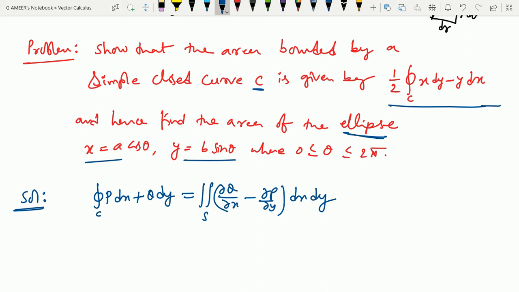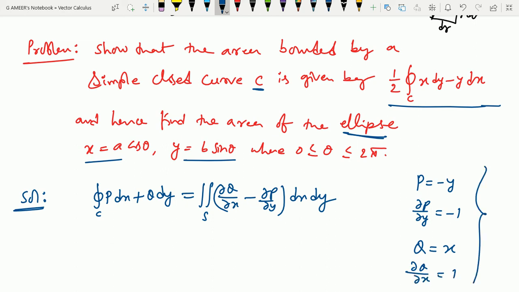Can be written as, so p will be x by 2 and q will be, I am sorry, x dy minus y dx. So this is wrong, I have written. So it will be p dx, that is p is minus y, and q is x. I require dou p by dou y, that is dou p by dou y will be minus 1. I require dou q by dou x. Dou q by dou x will be 1.